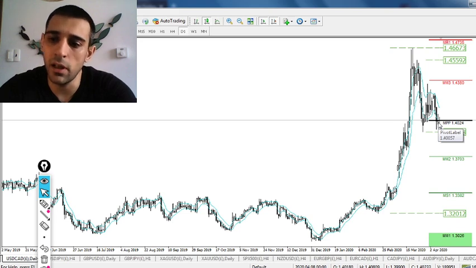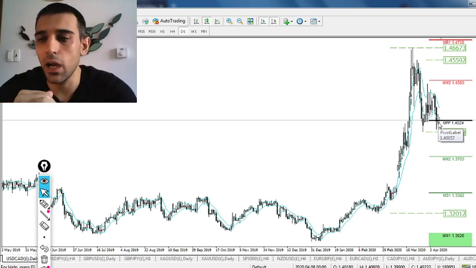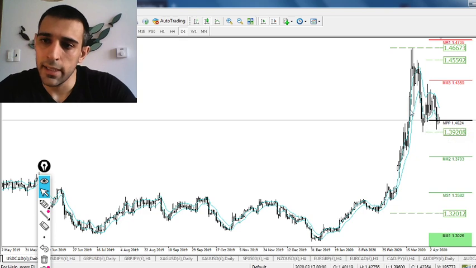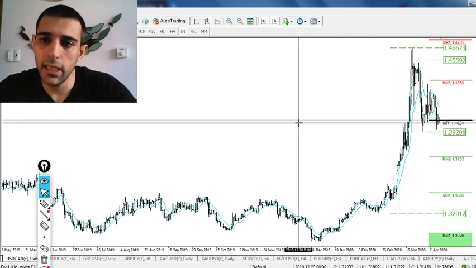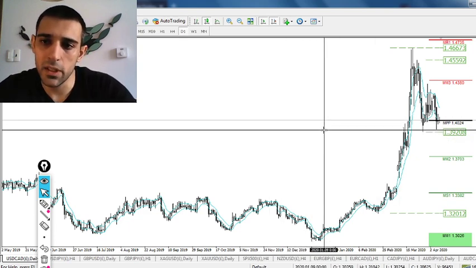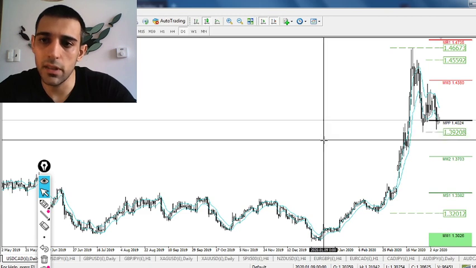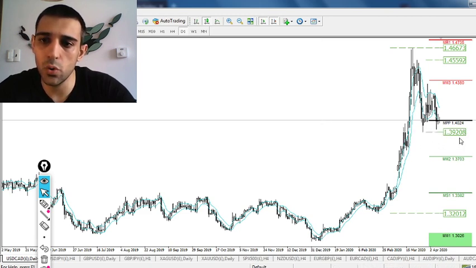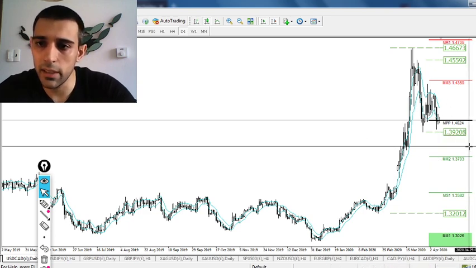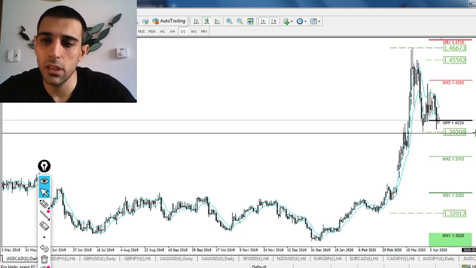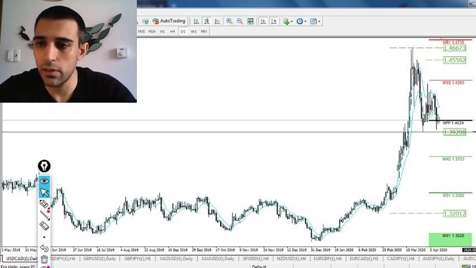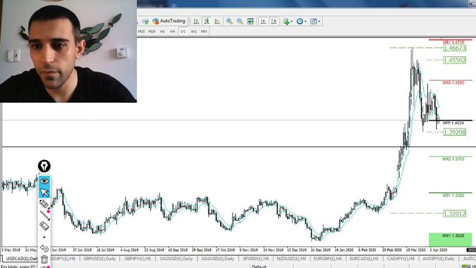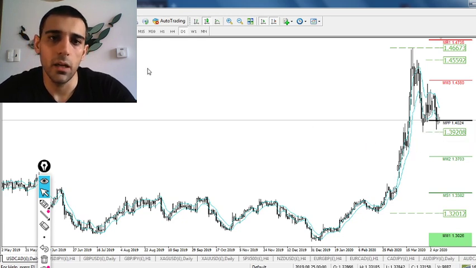We still have quite a bit of time before that news is out, and if the price comes down and starts breaking these lows, then I will be looking to short that trade, and it will most likely ride at least down to this level, which is quite a decent move. It's around 150 pips on that one.